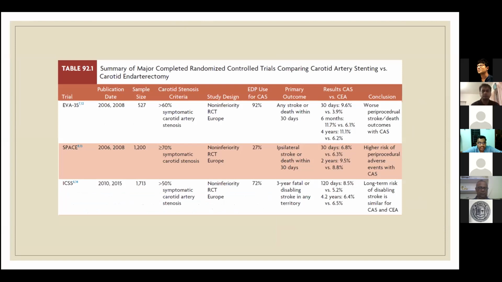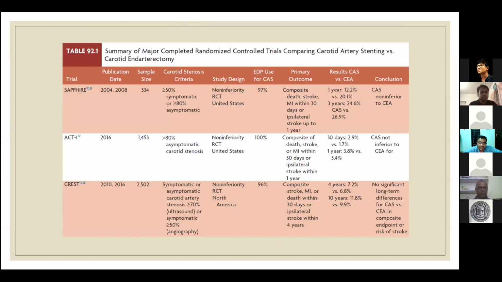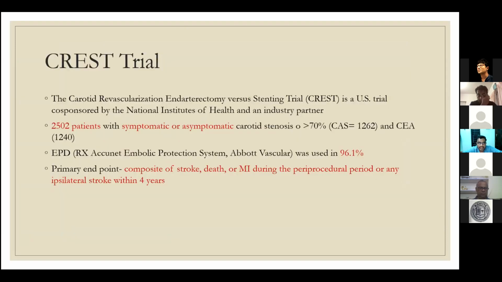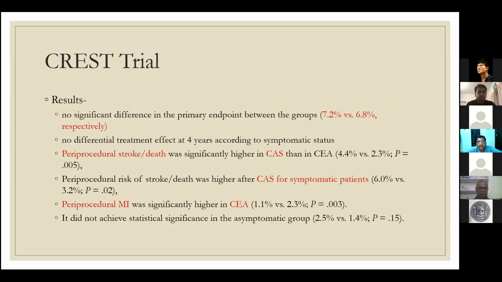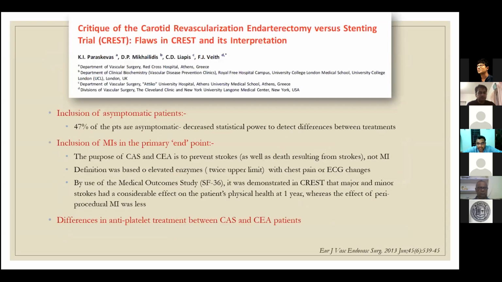As we know, there are a lot of randomized controlled trials. I wanted to concentrate on this trial because it is the most recent, the largest, and a little better conducted study, I would say. As Sarah said, for the primary endpoint, there is no difference between the two groups. When the sub-analysis was done, there was more periprocedural stroke in stenting, especially in symptomatic patients, and more periprocedural MI in CEA. So he has already pointed out the problems. I will again go through these three points.